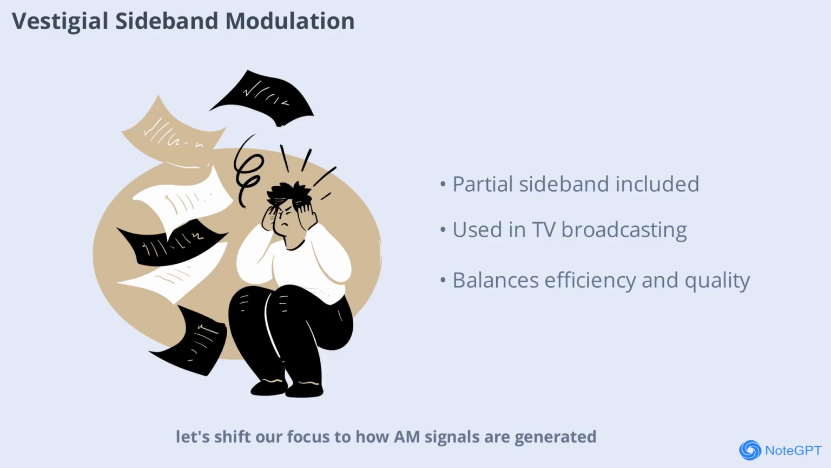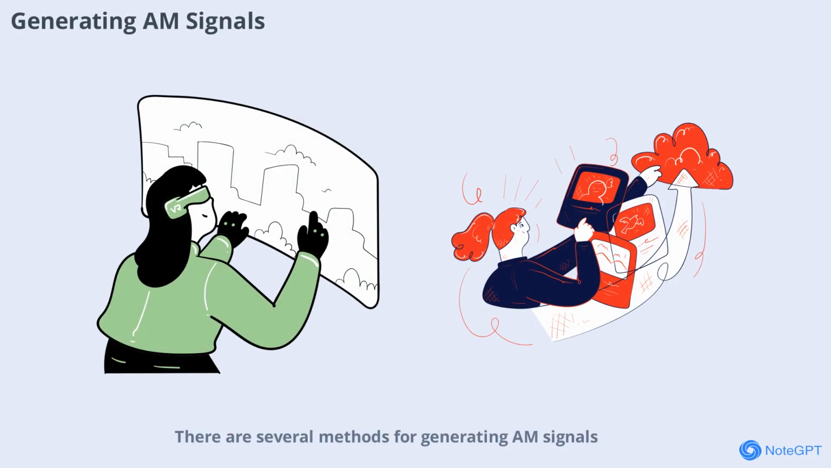Now let's shift our focus to how AM signals are generated. There are several methods for generating AM signals, each suited to different applications and requirements. The most common techniques include the square law modulator, balanced modulator, and ring modulator. Each method has its own advantages and trade-offs in terms of complexity, efficiency, and signal quality. In the next scenes, we'll explore each of these generation methods in detail, starting with the square law modulator.